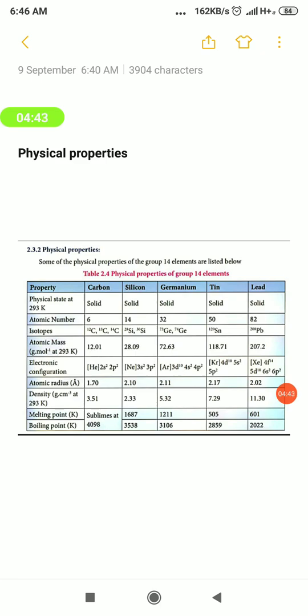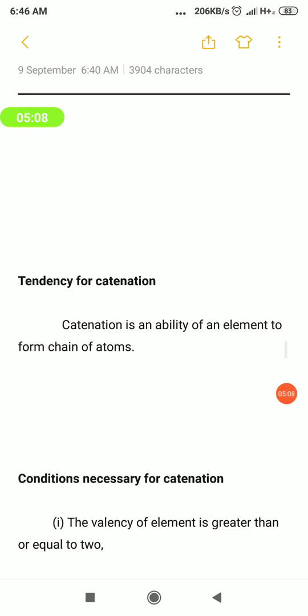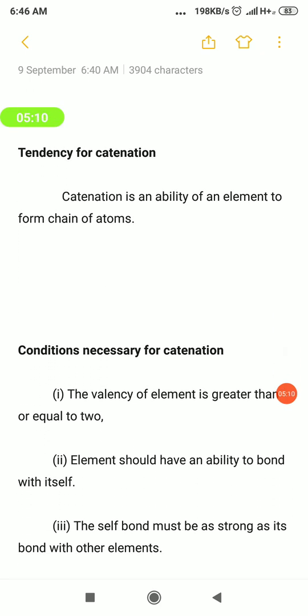Carbon is in the second period, so 2s2 2p2. Then silicon is in the third period, so 3s2 3p2. Then when germanium comes, the d block elements come before it, so 3d10 4s2 4p2. Then when tin comes, similarly 4d10 5s2 5p2. Then for lead 4f14 5d10 6s2 6p2. Okay? Okay, electronic configuration over. And now a special property we are going to see, that is catenation.